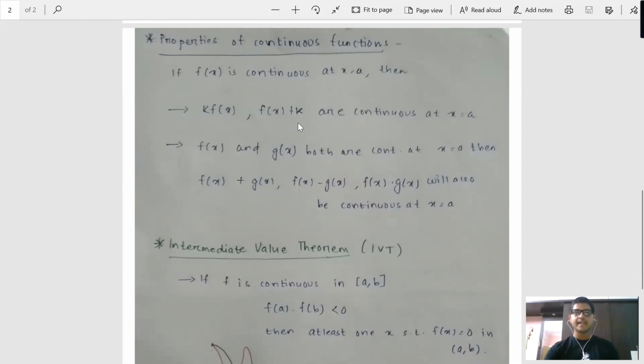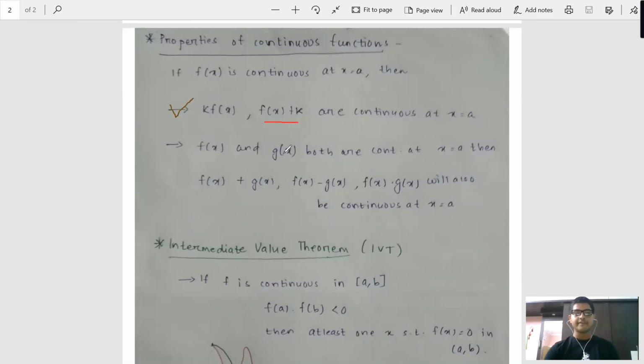And f(x) + k, how is it going to be continuous? Because we are just shifting the graph. The graph is just going to be shifted up. You remember the transformation? This is just shifting of the graph. Therefore, this is also going to be continuous because the neighborhood value is also going to be shifted by the same value. So this is clear.